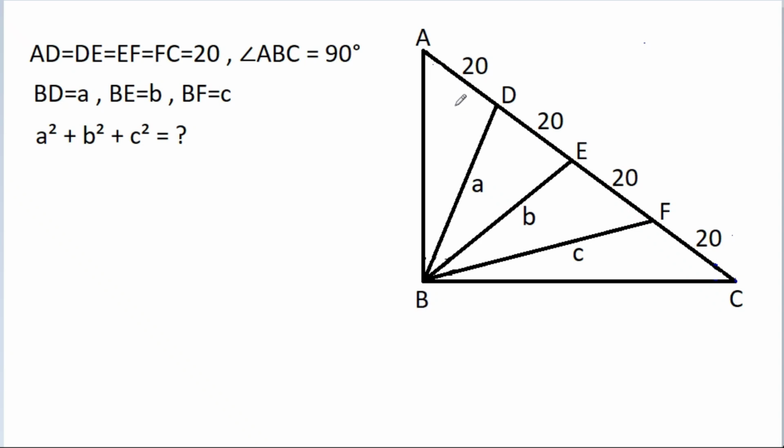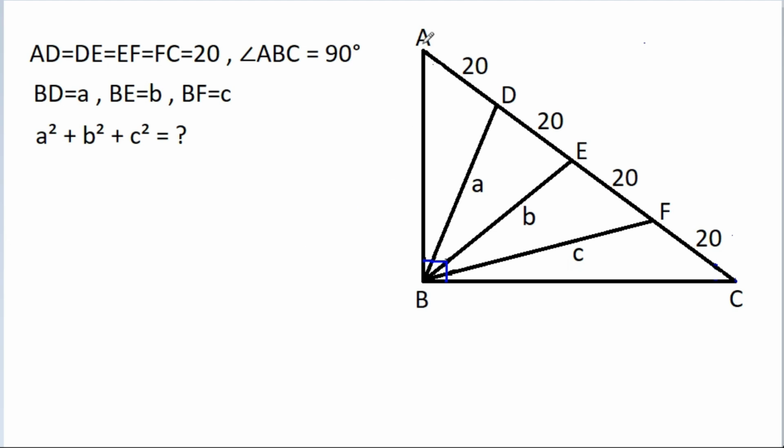In this video, we have been given that AD = DE = EF = FC = 20, and angle ABC is 90 degrees, and BD is a, BE is b, and BF is c. Then we have to find a² + b² + c².